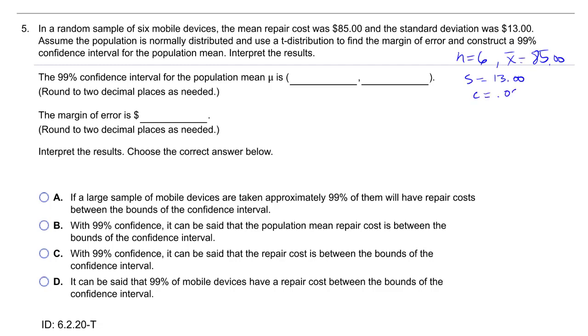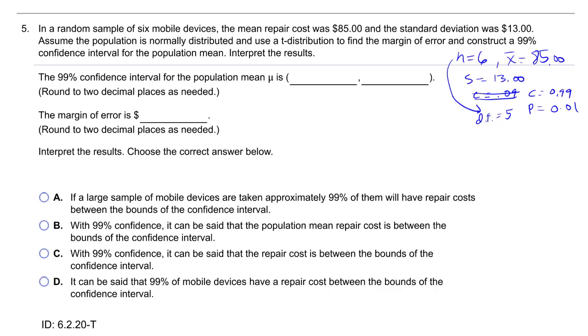Sorry, so 0.99, c equals 0.99, or in other words, the probability would be 0.01. Okay, and our n of 6 gives us a degrees of freedom of 5.